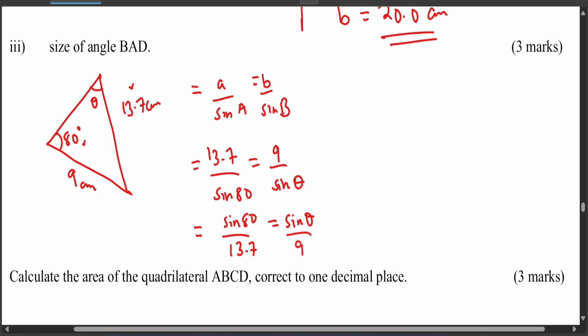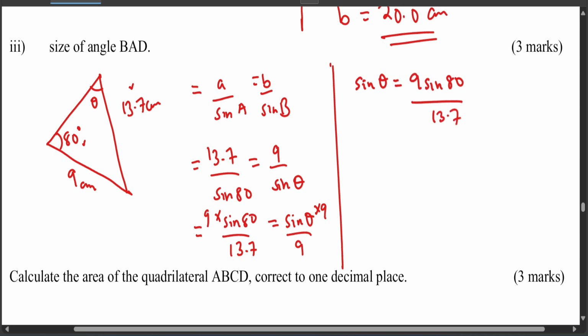Sawa, so it's still the same. Ni sawa tu na kusema 4 divided by 2 itakuwa 2 over 1. Pia ukichukua 2 divided by 4 itakupa bado half. So then multiply by 9. So sin theta is equal to 9 sin 80 divided by 13.7. So kupata theta inamaanisha utafanya sin inverse ya ile answer utakaopata baada ya hii multiply na kudivide.